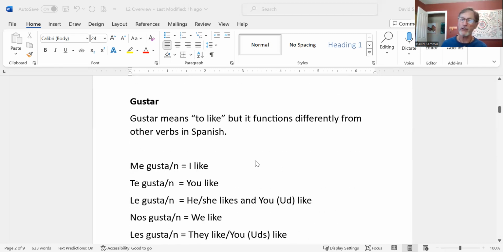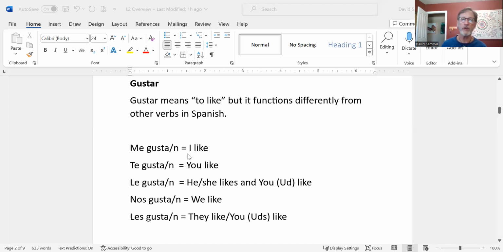Now, the verb gustar is very different. It means to like, but it functions differently from other verbs in Spanish. So it is an AR verb, but it's not conjugated like other verbs. So basically, we have either gusta or gustan. I didn't write them both. I just put the slash.